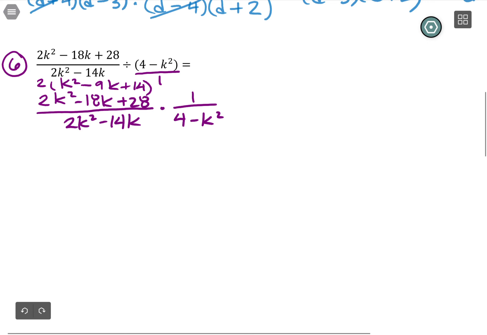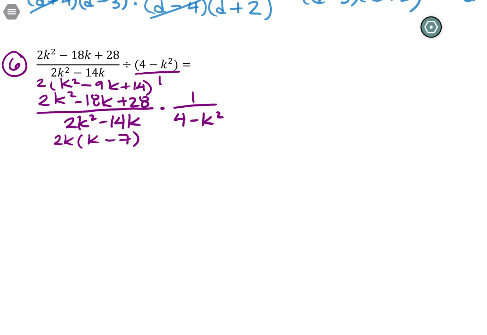And then on the bottom, I can factor out a 2k, which is going to leave me with a k minus 7. So make sure you look for those common factors. It can really mess you up if you're trying to factor without pulling one of those out. It can seem really hard when it's not actually that hard.